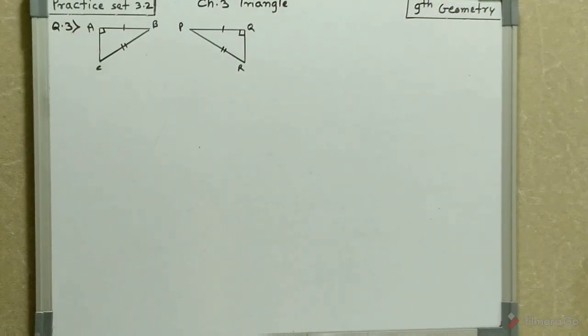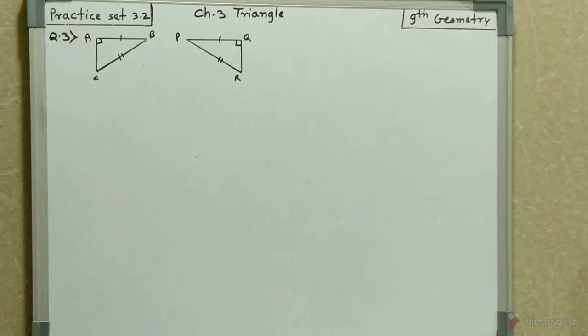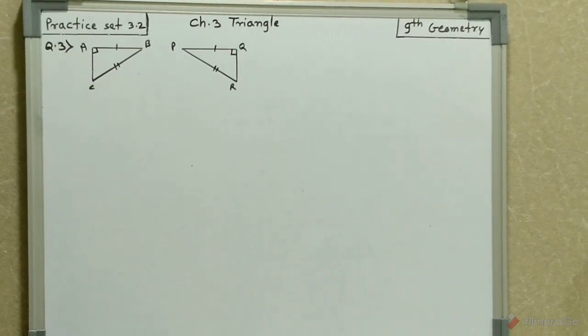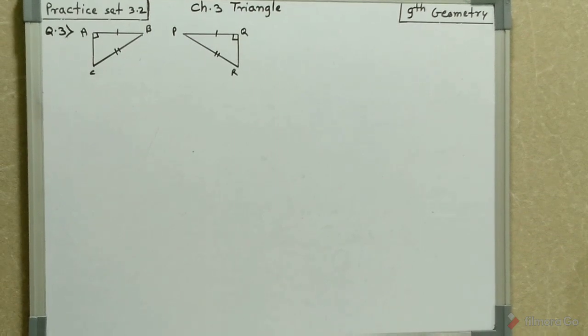Now see the third example. From the information shown in the figure, state the test assuring the congruence of triangle ABC and triangle PQR. Write the remaining congruent part of the triangle. See here, two triangles given. We are required to prove these two triangles are congruent. Then write the remaining congruent part. Remaining congruent part means remaining side and remaining angle.